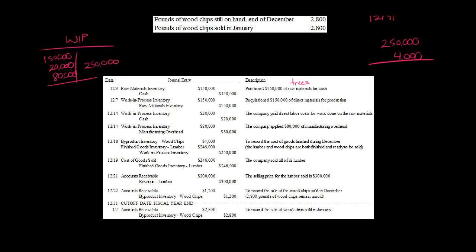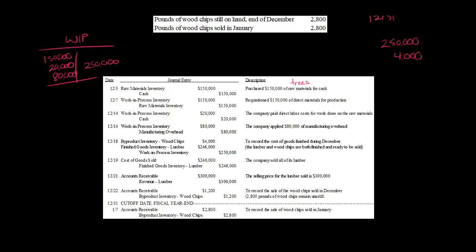Some companies will subtract the net realizable value, but I don't want to get too complicated here. Let's just assume that they're just deducting the expected selling value. So $250,000 is the manufacturing cost so far, but we're going to subtract out the expected selling price of the wood chips. So how do we account for that $4,000? Because we can't debit $246,000 and credit $250,000. The debits and credits wouldn't equal. So we debit byproduct inventory for the wood chips for $4,000 to make this entry balance. So now we have $4,000 of wood chips in our inventory.